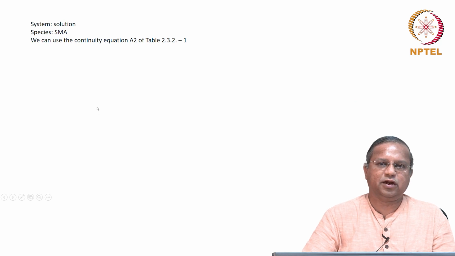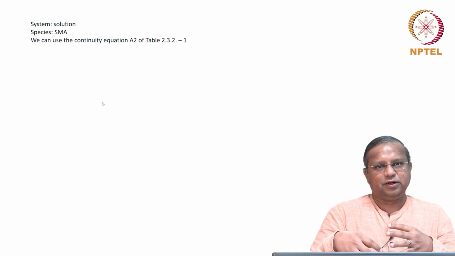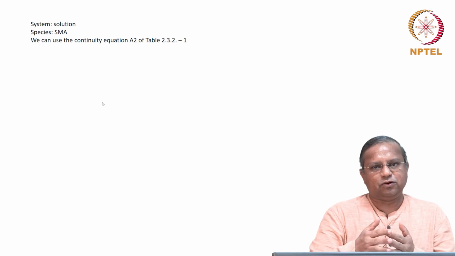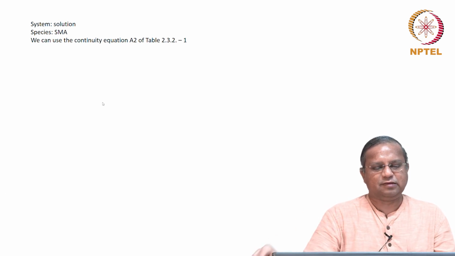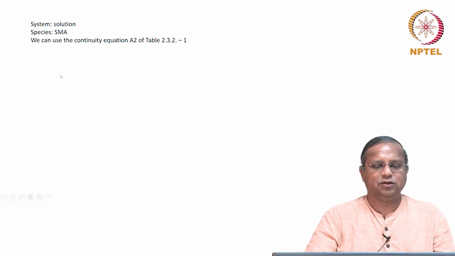We could use the continuity equation, because this is again motion of SMA, right? So, we can use an appropriate coordinate system. In this case, you can see that the motion is only in one dimension. So, rectangular Cartesian coordinate system is the easiest to use, and also C dAB, rho dAB are constants. Therefore, we could directly use equation A2 from table 2.3.2-1.